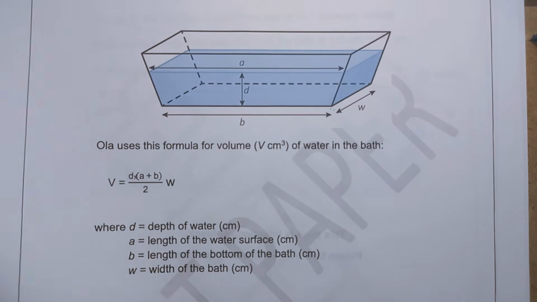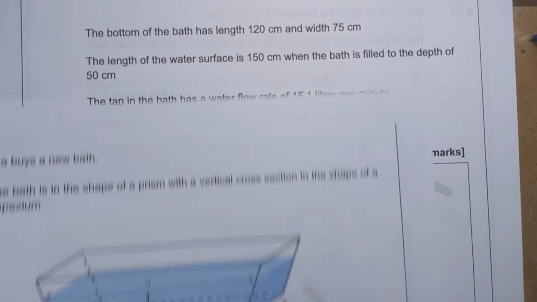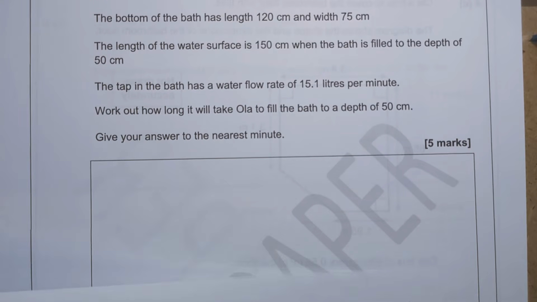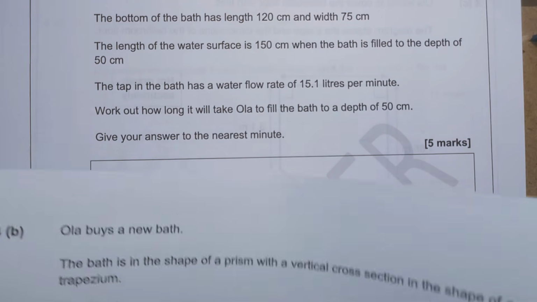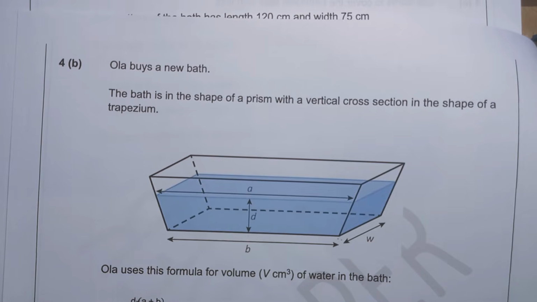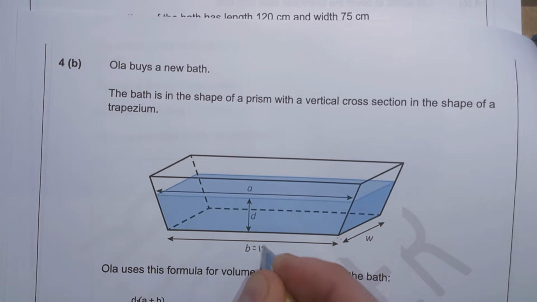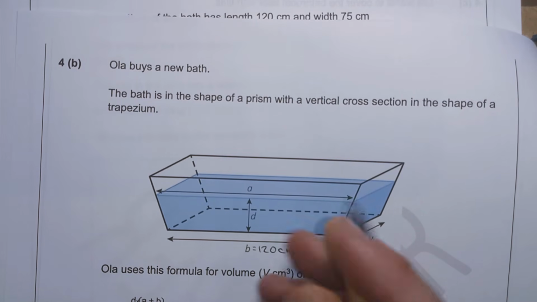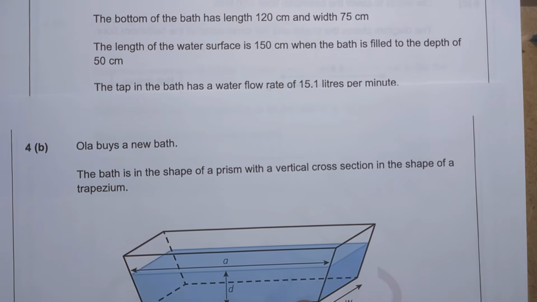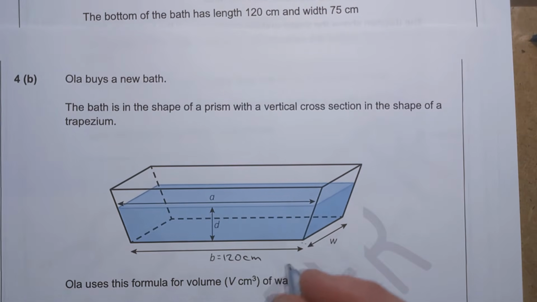Okay. Right, this one can be confusing because we've got to look at the other page at the same time. The bottom of the bath has length 120 centimetres. So what I'm going to do is write that on here. So this is 120 centimetres, okay. And width 75 centimetres.